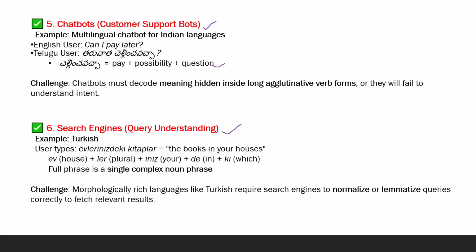Now coming to the next one, search engines. Search engines in Turkish. So here you can see "elverindeki kitaplar" is a word. Here it means the books in your houses. NLP engines must normalize or lemmatize these to fetch the relevant results. They must also take care of the intention and meaning of the particular word.